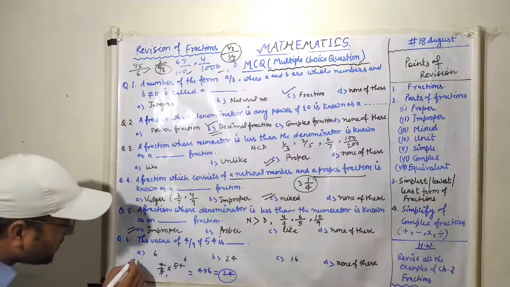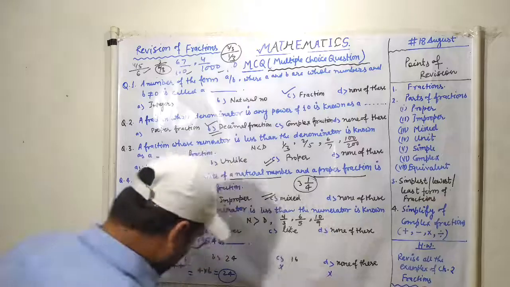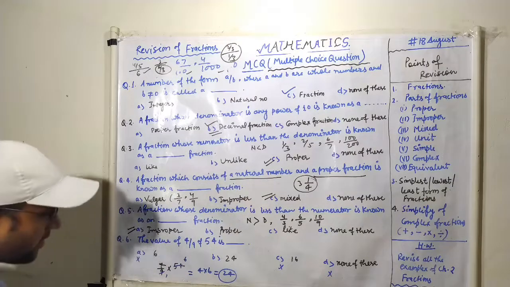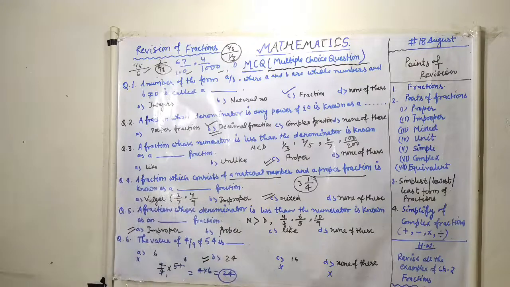See the options. Option A, 6, no. Option C, 16, no. None of these, no. So which option is going to be correct? Option B, that is 24 students.